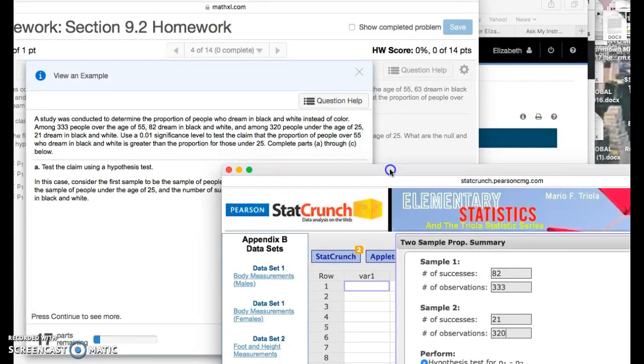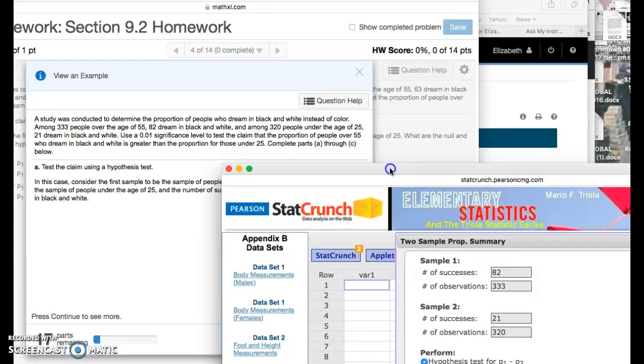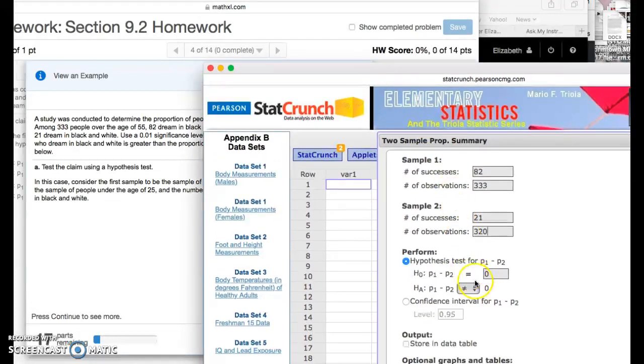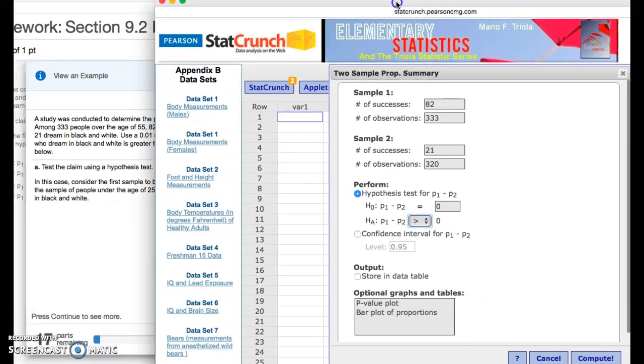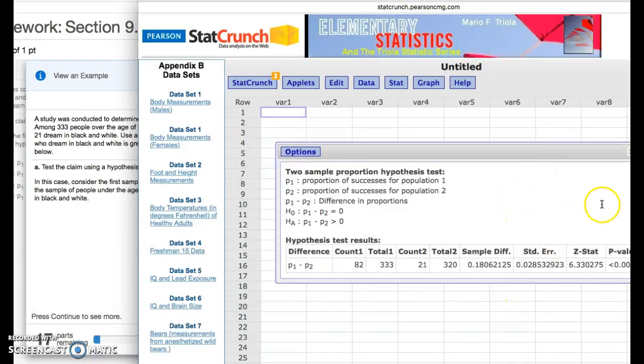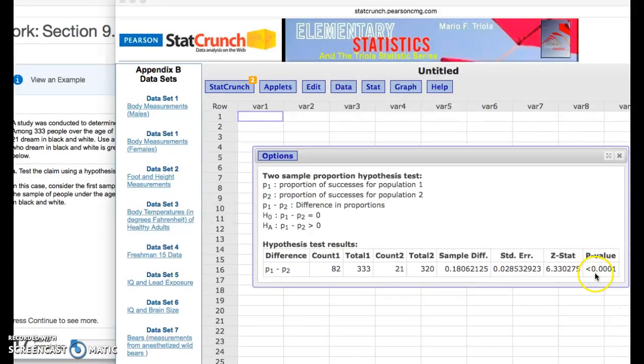The question is a greater than question, so test the claim that the proportion of people over 55 is greater than the proportion for those under 25 dreaming in black and white. So this is a greater than question, meaning the difference is greater than 0. And I will compute this. This gives me my p-value, which is essentially 0.